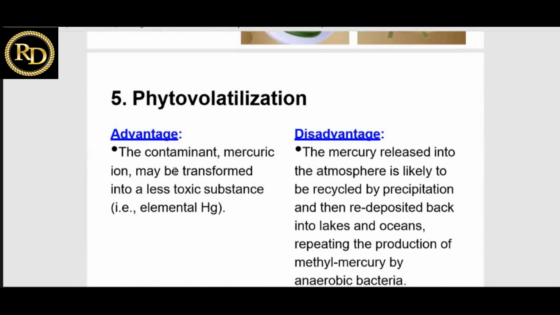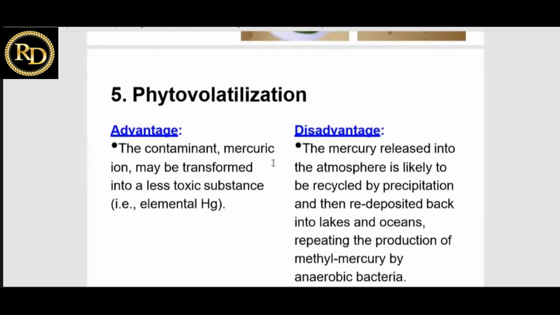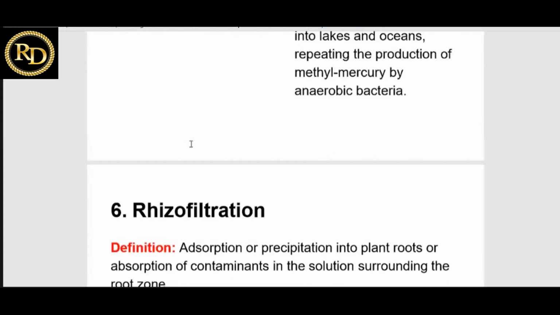We have advantages: the contaminants, such as mercuric ions, may be transformed into less toxic substances. And the second thing is sometimes recycling by precipitation, by rain, which is one of the challenges. That means suppose volatilization is going on and mercury is not available in the atmosphere, but when it is the time of rain, sometimes it will come back again into the rhizosphere. So this is our disadvantage in the case of phytovolatilization. But remember, elemental mercury is basically removed through the phytovolatilization process.